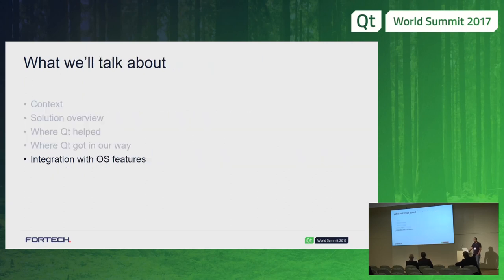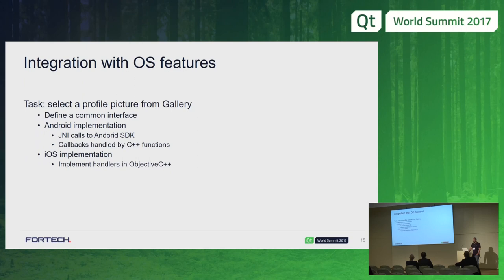Then, how we integrated with the operating system features. This was something we knew we had to do beforehand, so there was no nasty surprise. Probably that's why we put the keyboard stuff as a bad part, because we didn't expect it. For example, we had as a task to select a profile picture from the gallery. As I mentioned, we defined a common interface. For the Android implementation, we just did the JNI calls to the Android SDK, and then we had the callbacks handled in C++ functions. For iOS, we had to implement the handlers in Objective-C. And we learned that as well, so two things in one go.